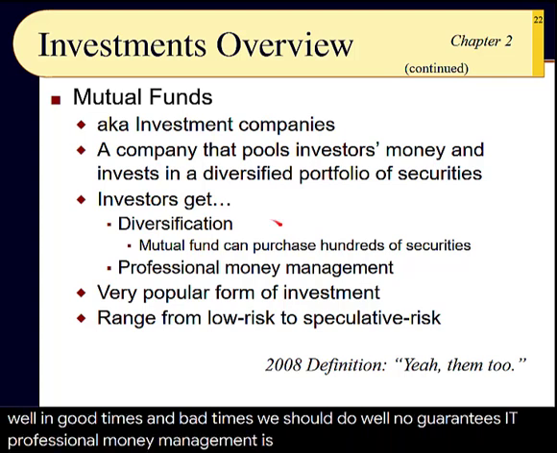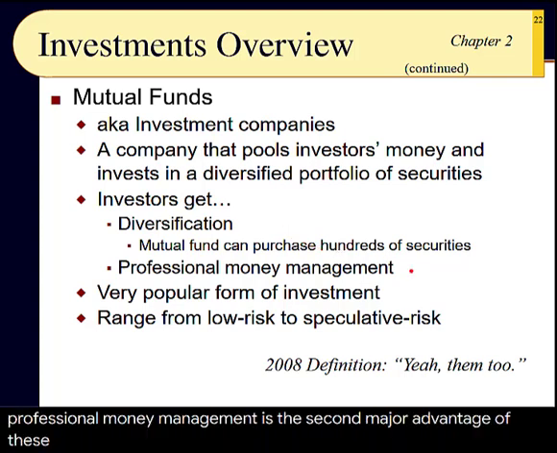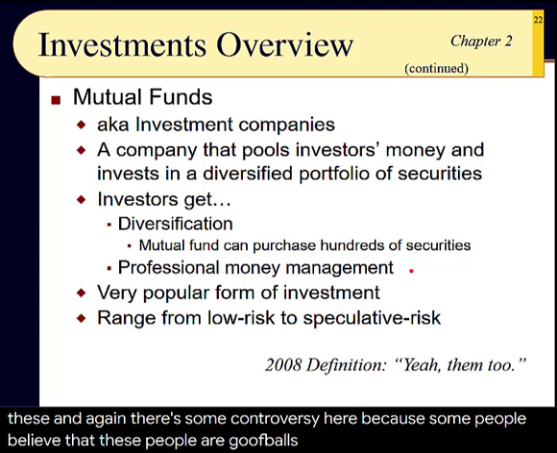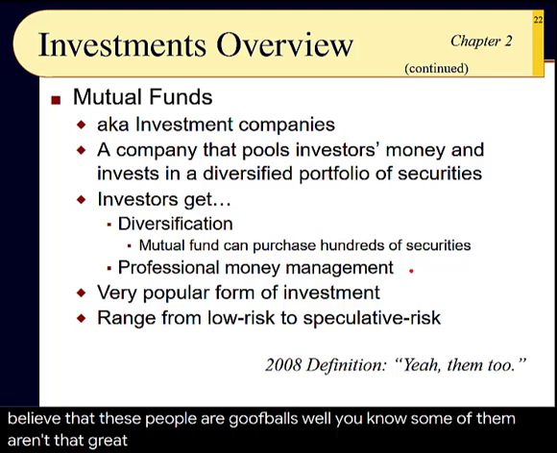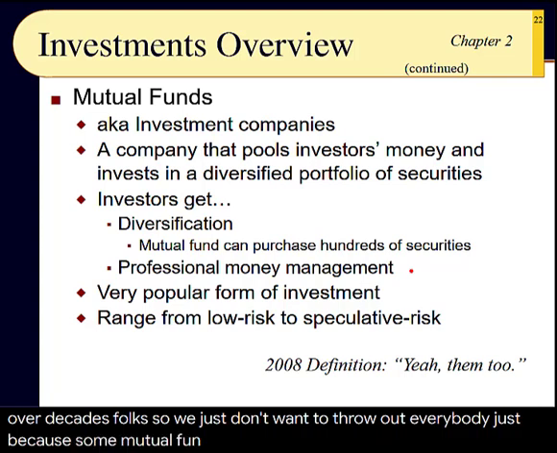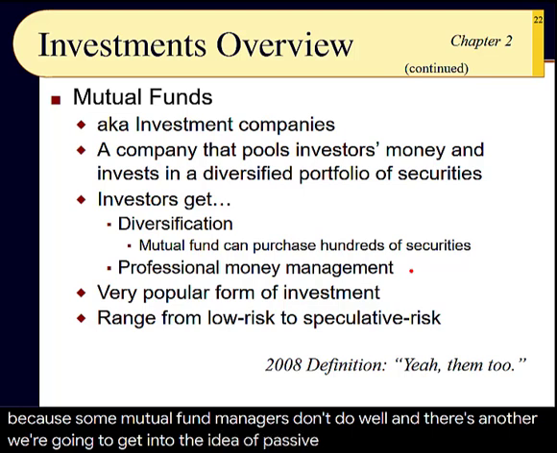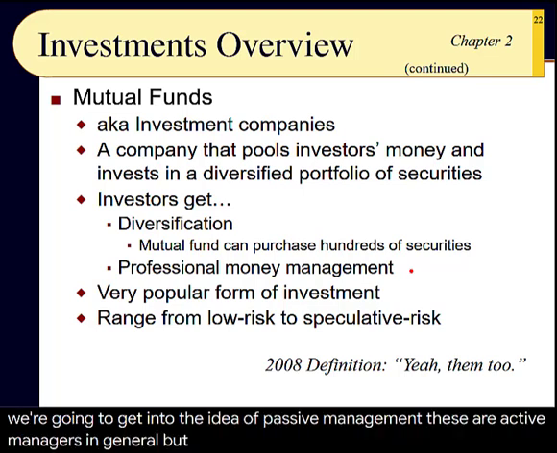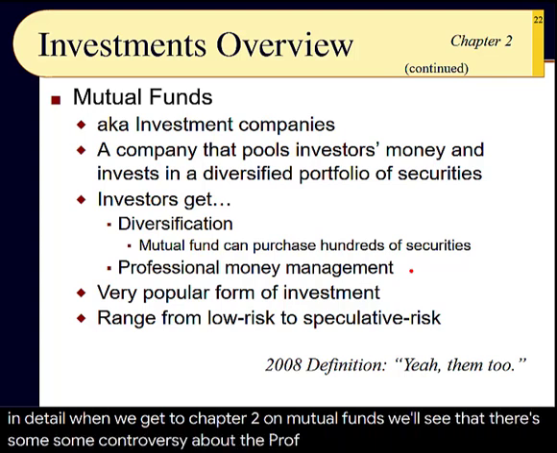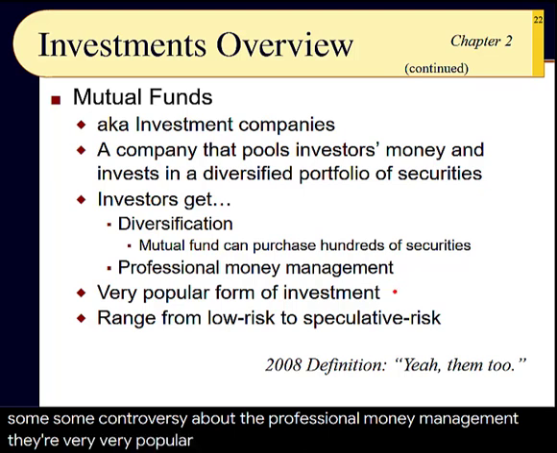Professional money management is the second major advantage of these. And again, there's some controversy here because some people believe that these people are goofballs. Well, some of them aren't that great. But some of them are. Some of them have done well over decades, folks. So we just don't want to throw out everybody just because some mutual fund managers don't do well. And we're going to get into the idea of passive management. These are active managers in general, but there's passive management. We'll discuss that in detail when we get to chapter 2 on mutual funds. And we'll see that there's some controversy about professional money management. They're very, very popular, folks. Oh my goodness.